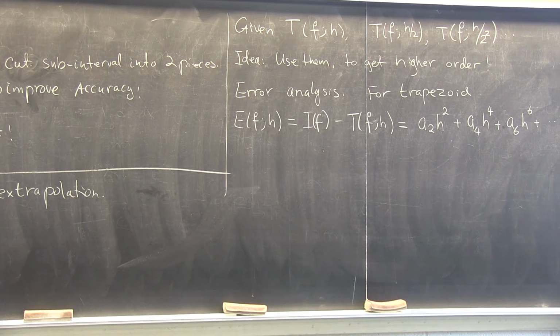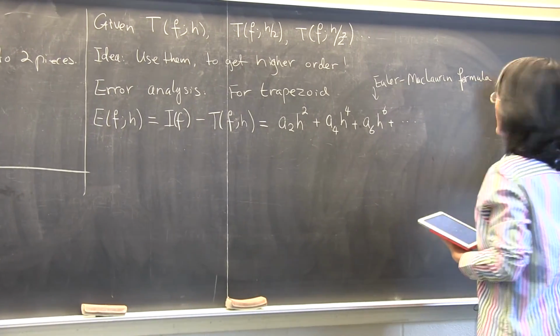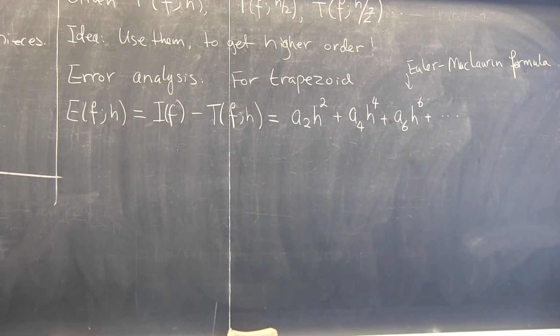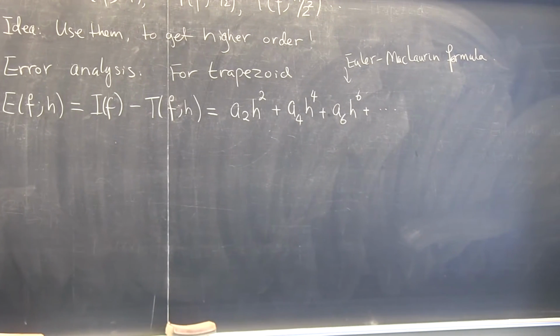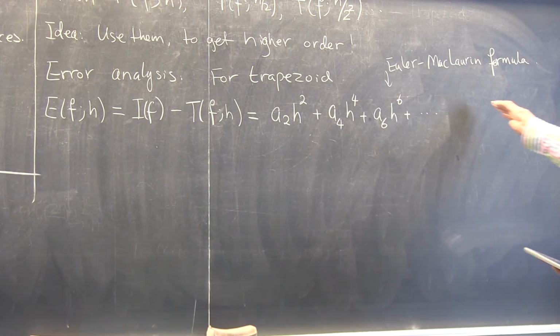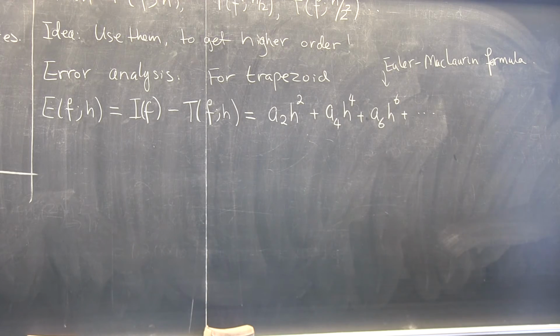This has a name, the Euler-Maclaurin formula. I don't know if you have heard of it. Anyone heard of that? Euler-Maclaurin formula? No, maybe not. I think it's only in numerical analysis, probably. One can obtain this formula just by Taylor series of the method, okay?